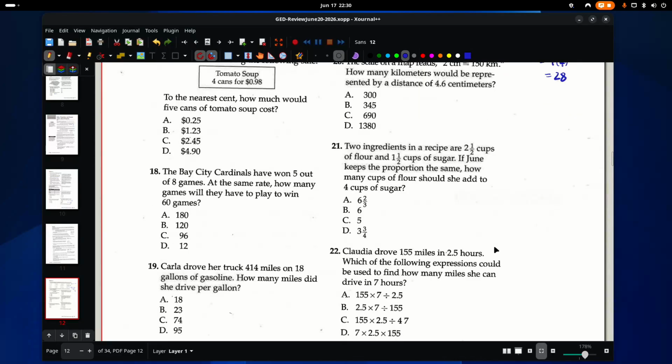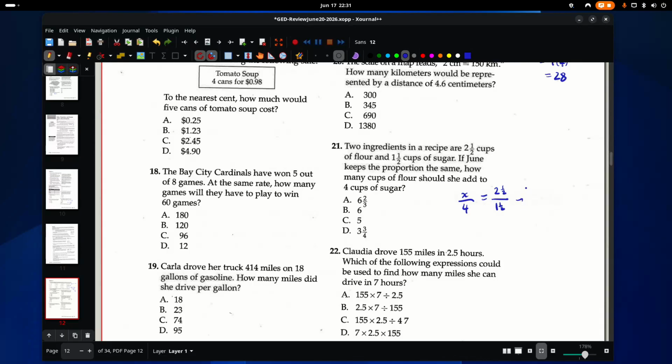Okay, let's try number 21. Two ingredients in a recipe are 2.5 cups of flour and 1.5 cups of sugar. If June keeps the proportion the same, how many cups of flour should she add to 4 cups of sugar? So we want to know how many cups of flour she's going to add, so we want the value for flour in the numerator. So we have x over the amount of sugar she's using, 4 cups of sugar, equals the initial amount of sugar, 1.5, so 1 and 1/2, and we have 2.5 cups of flour.